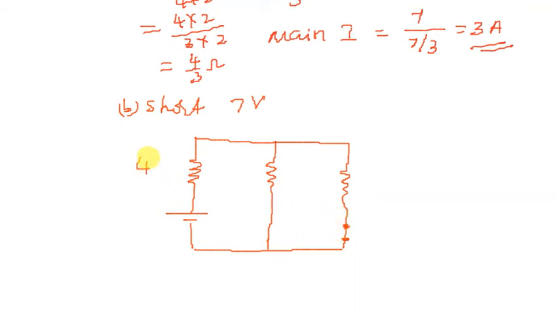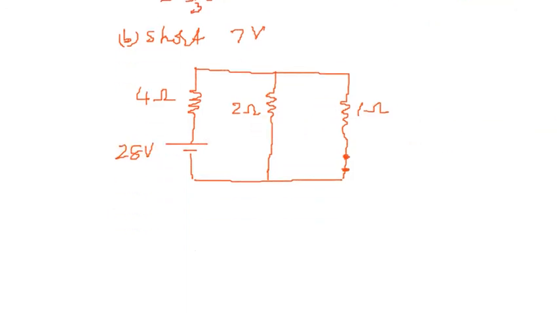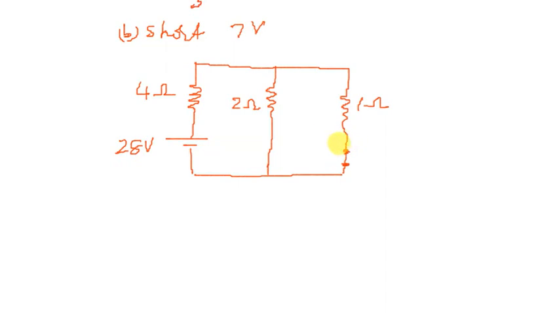Right? So it is 4 ohm, it is 2 ohm, it is 1 ohm as it is, and here is again our 28 volt battery, right? So now what did I do? I short circuited the 7 volt battery, right? So this is how we deal with the circuits in the superposition theorem.